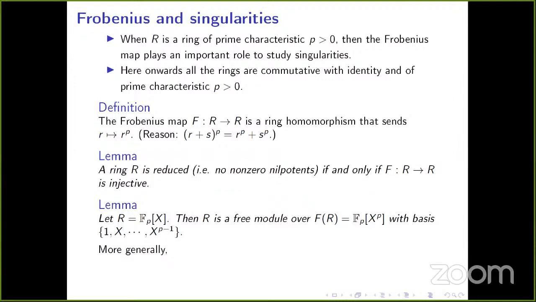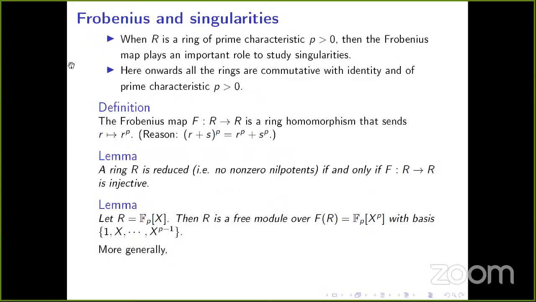The second lemma says what Frobenius does on polynomial rings. It says if R is a polynomial ring over the finite field F_p, then R is a free module under the action of Frobenius with basis 1, x, x squared, ..., x to the power p minus 1. And this lemma can be generalized to arbitrary polynomial rings of several variables.